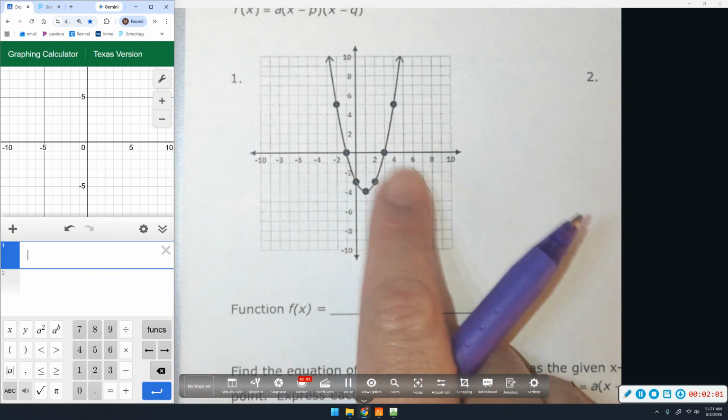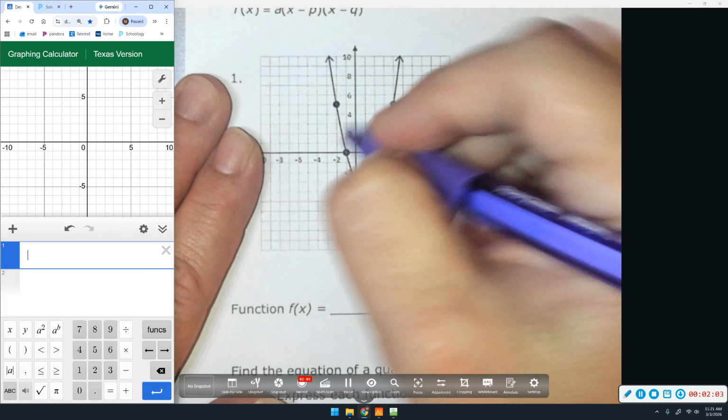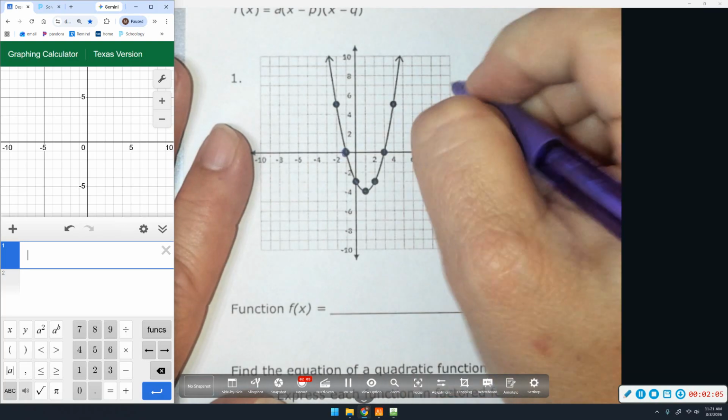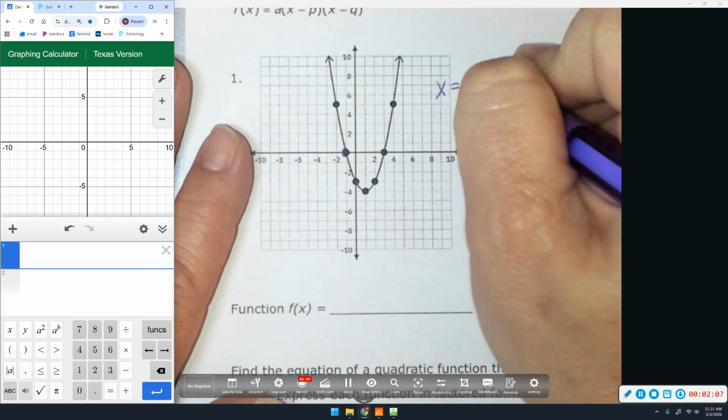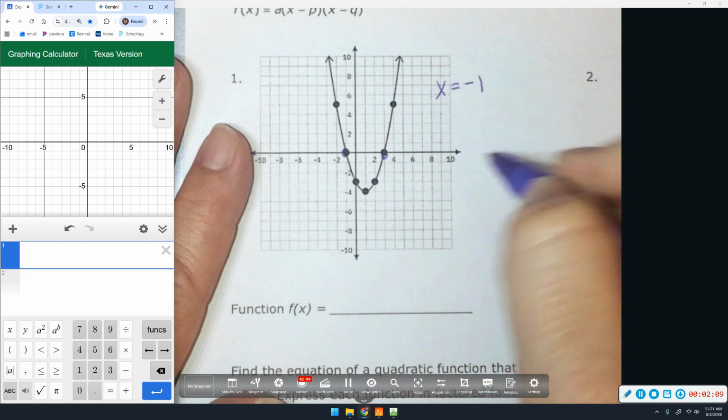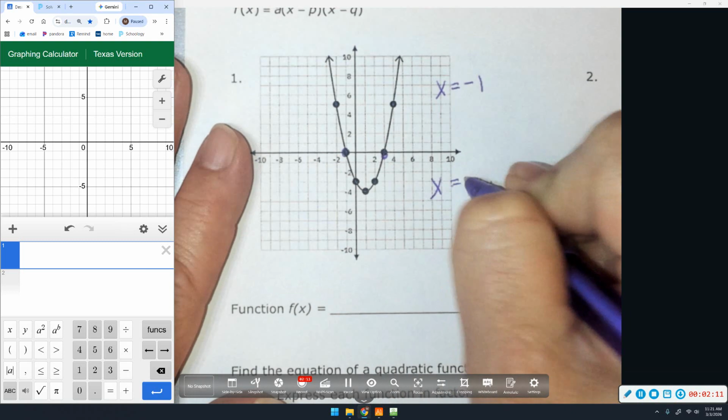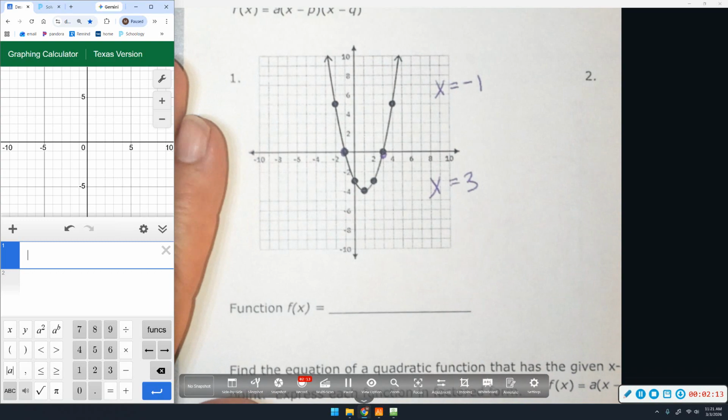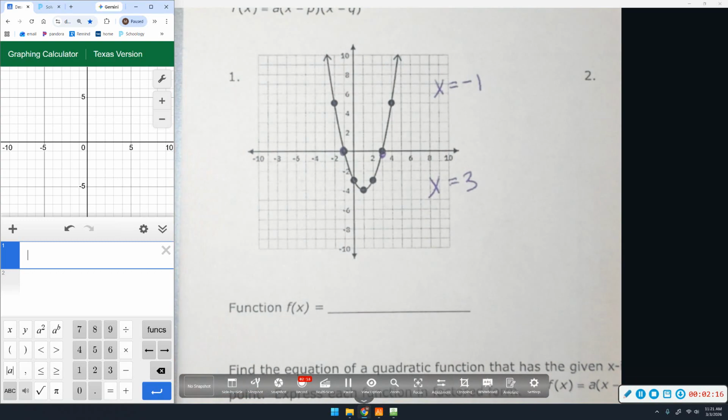Okay, so looking here, I have 2 x-intercepts, so that's what we're going to identify first. So I have this one, which is x equals negative 1. And then I'm going to leave some space, and I have x equals positive 3. Everybody okay with that? All I've done is identify our x-intercepts.